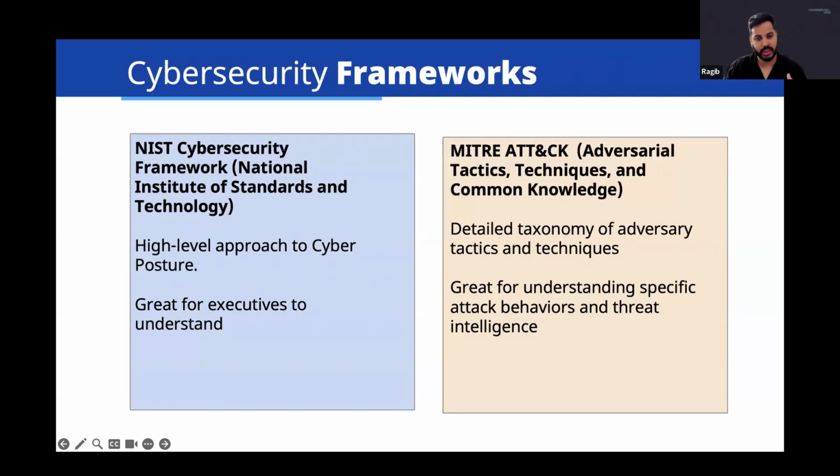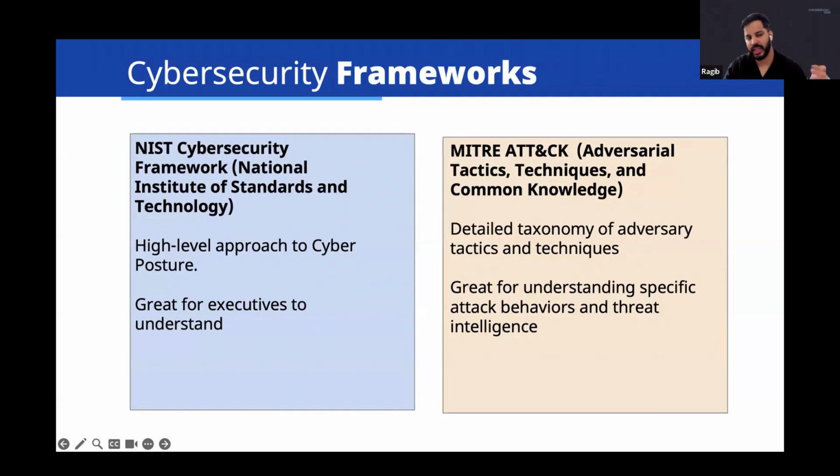MITRE ATT&CK is a very different approach. It's all about understanding your enemy, right? This framework provides a detailed taxonomy of adversary tactics and techniques based on real world observations of how attackers actually operate. It's like having a playbook of every move cyber criminals use, from initial access all the way through data extraction.